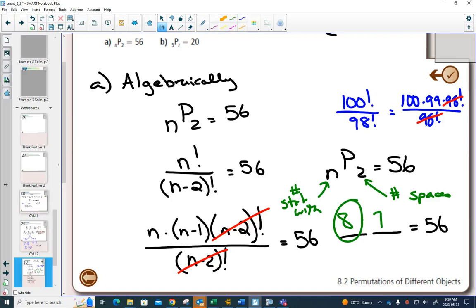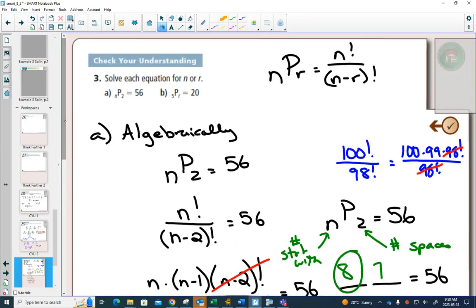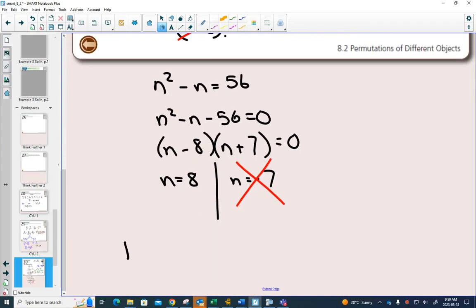Some questions will just say solve. So, for example, part B. Part B is 5PR equals 20. If it doesn't say to solve it algebraically, you're able to use whichever technique you'd like.